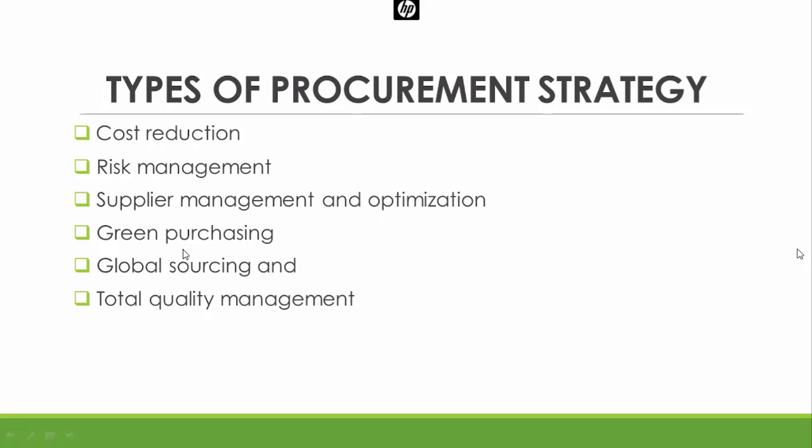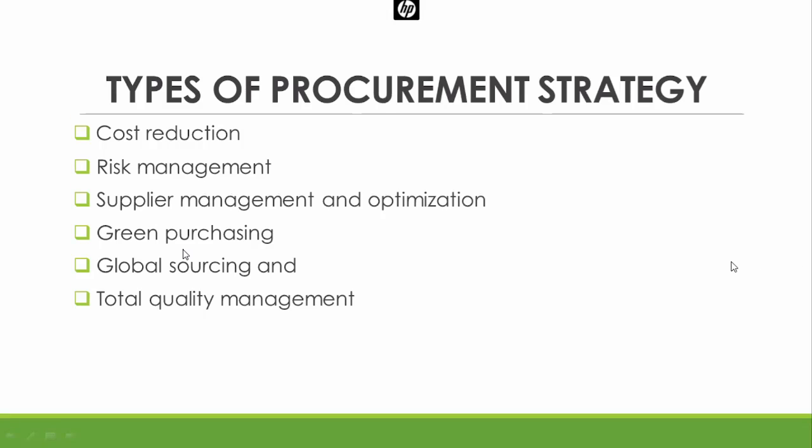And last, total quality management is the continual process of detecting and reducing or eliminating errors in manufacturing. This is important because it helps improve quality, delivery, and customer satisfaction.